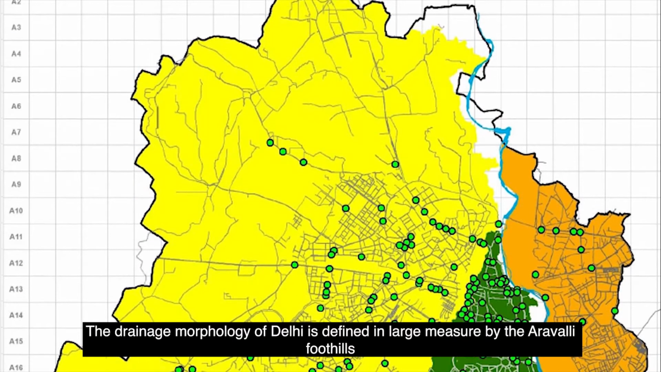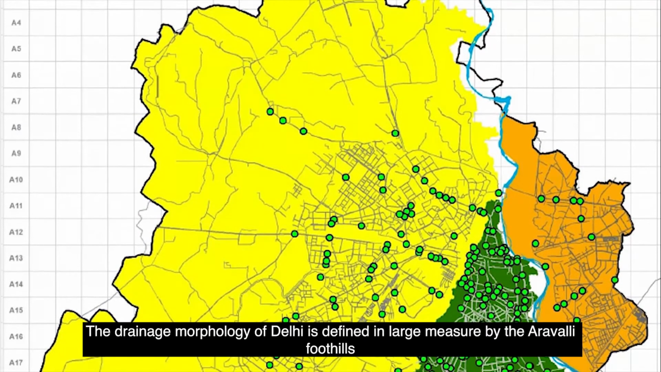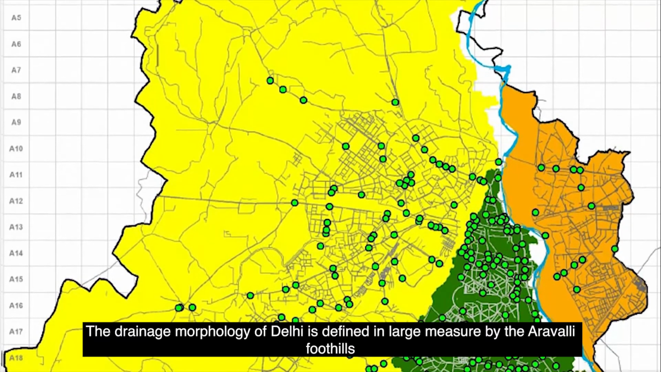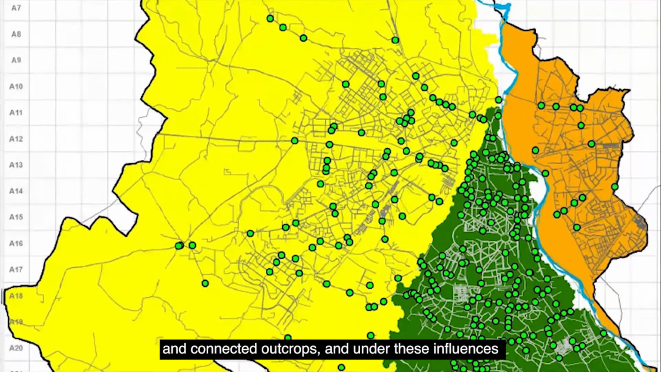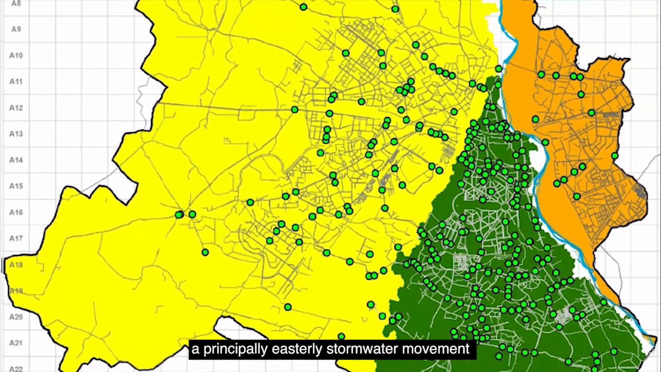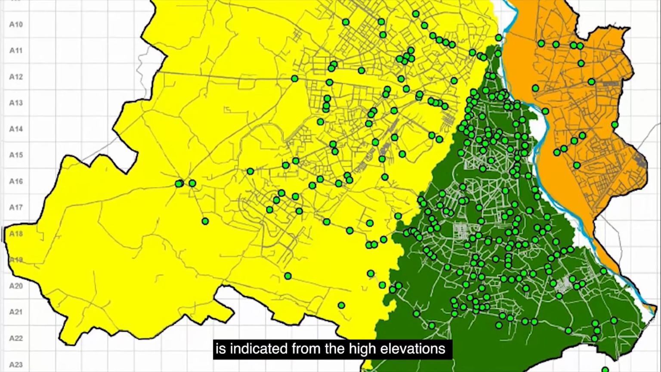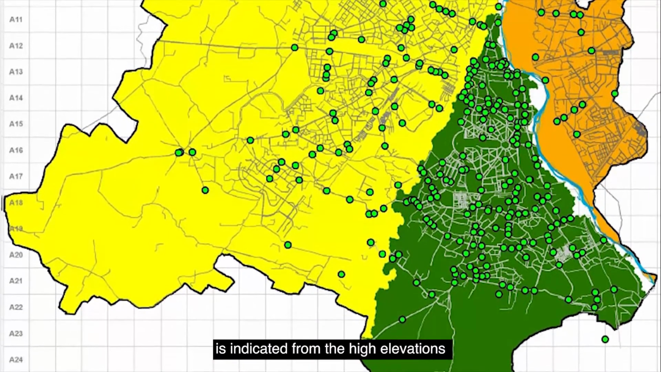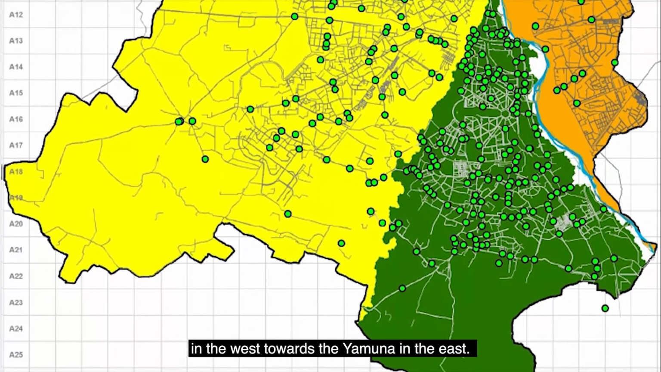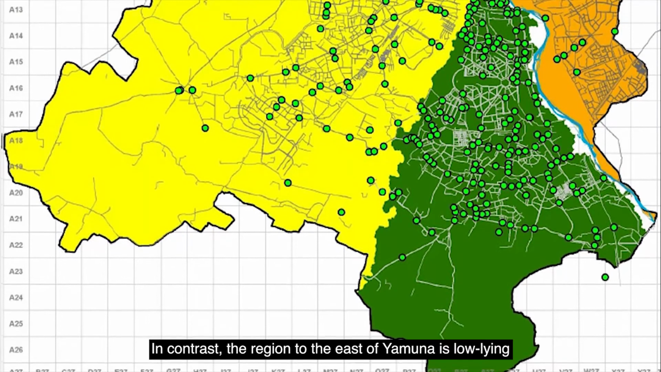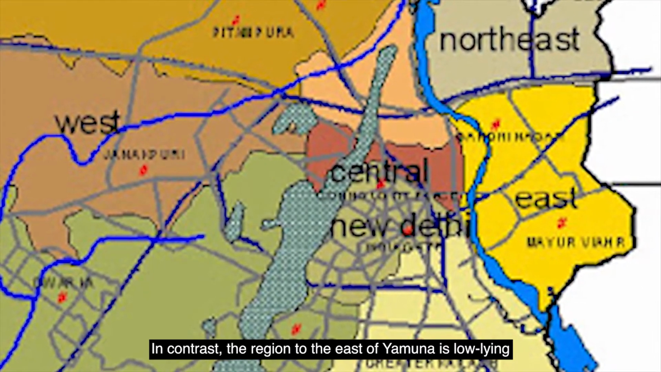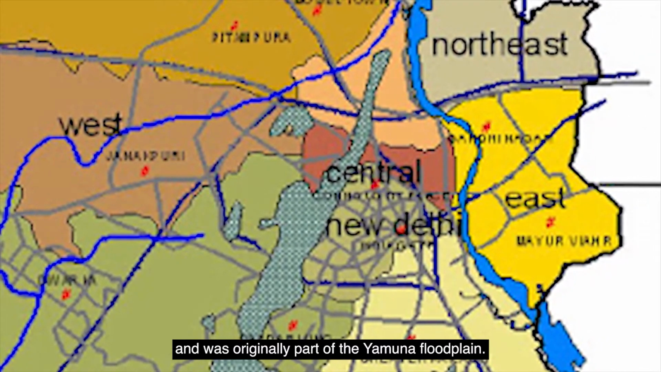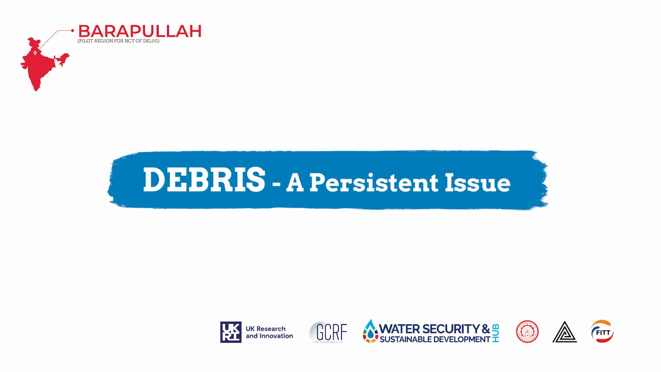The drainage morphology of Delhi is defined in a large measure by the Aravalli foothills and connected outcrops, and under these influences a principally easterly storm water movement is indicated from the higher elevations in the west towards Yamuna in the east. In contrast, the region to the east of Yamuna is low-lying and was originally a part of the Yamuna floodplain.